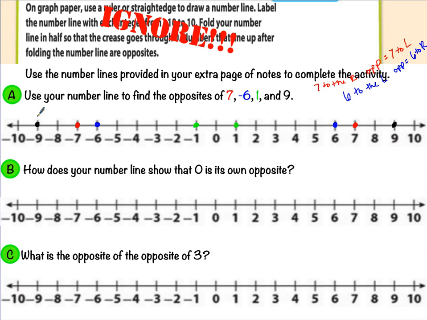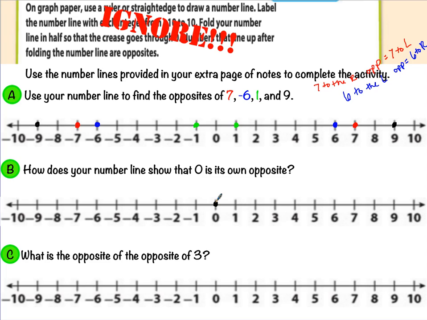Okay, so how does your number line show that 0 is its own opposite? Well, let's take a look at this. If I plot 0 on a number line, 0 is 0 spaces away from 0. It doesn't go left and it doesn't go right. Now, if I wanted to plot the opposite, I would have to go 0 spaces from 0. Well, that's actually still 0.